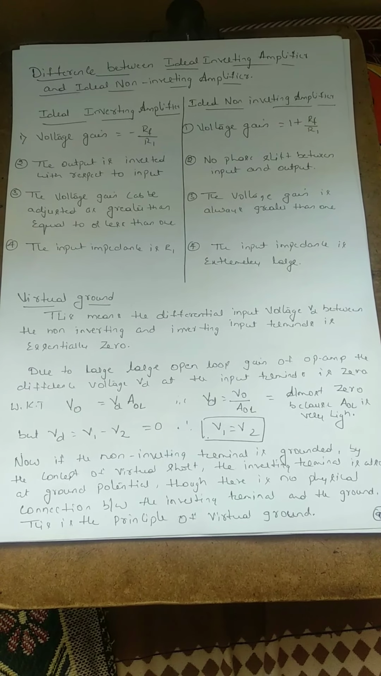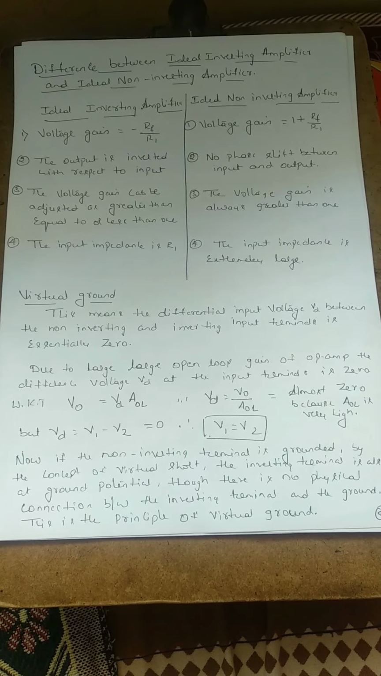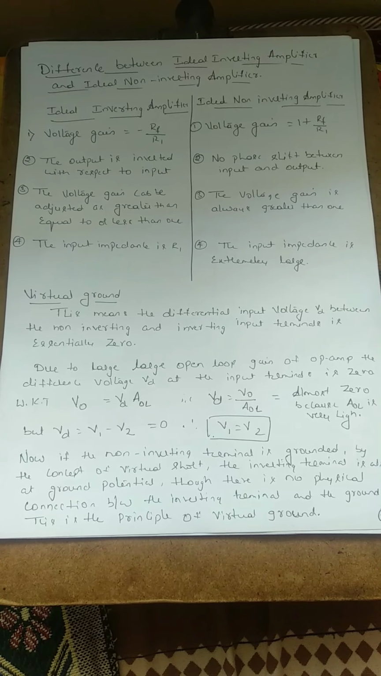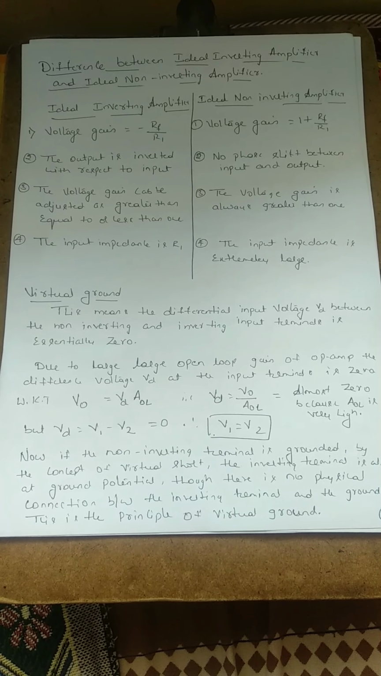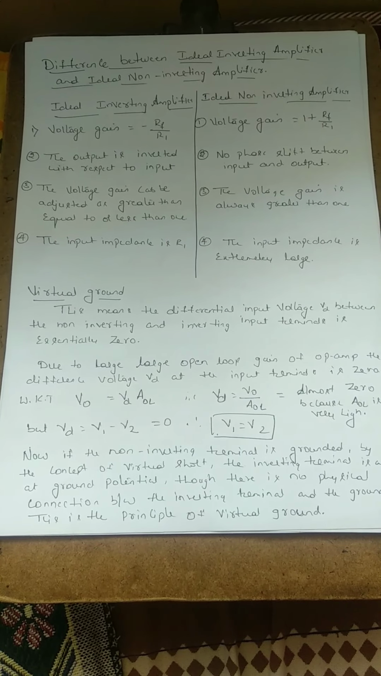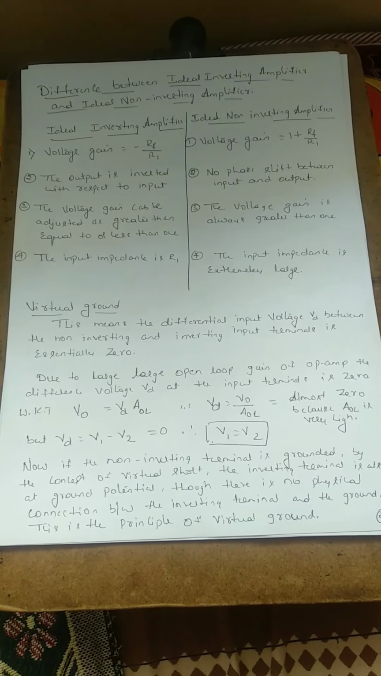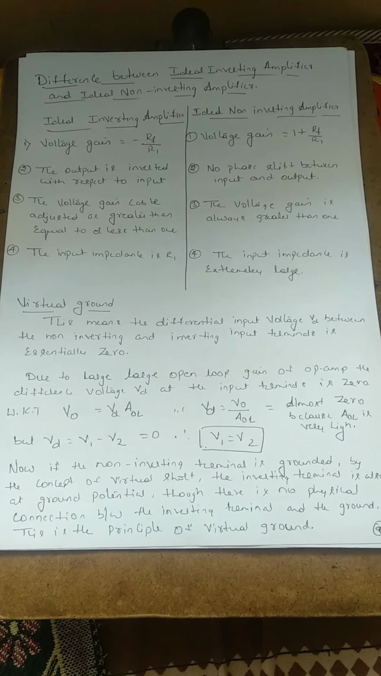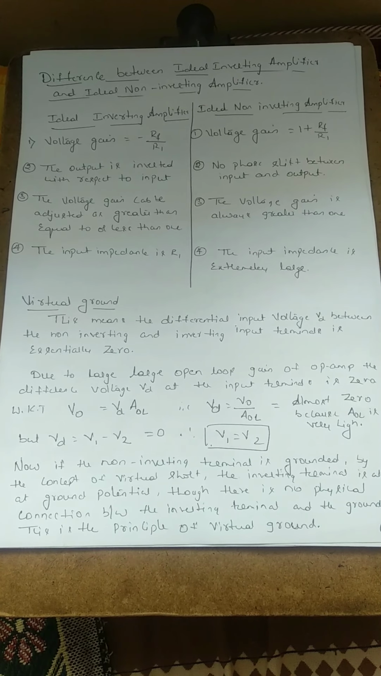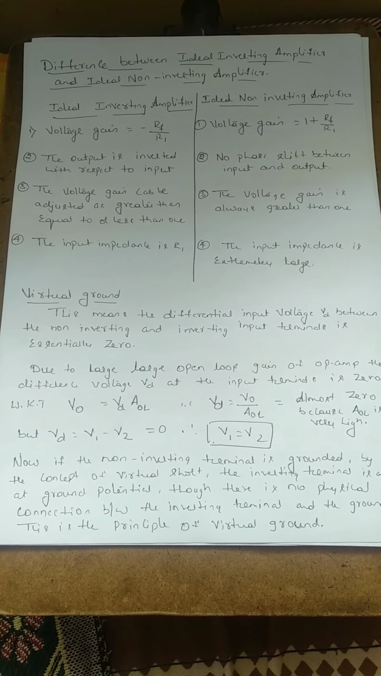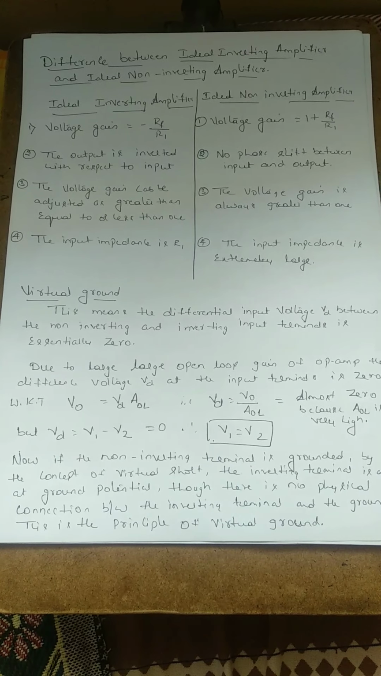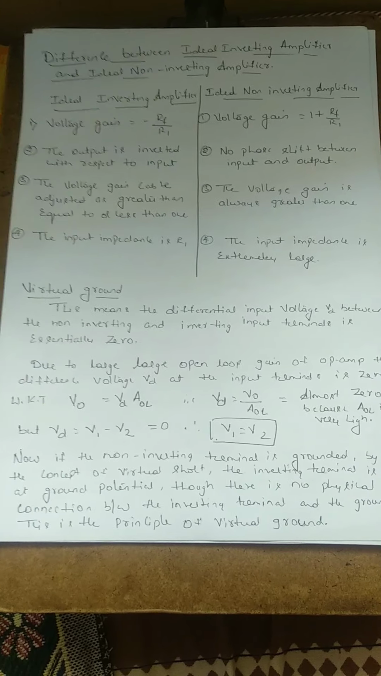And also we have already derived that the gain of an inverting amplifier is minus RF divided by R1, and the gain of the non-inverting amplifier is 1 plus RF divided by R1. So in an inverting amplifier, the voltage gain can be adjusted to greater than 1 or less than 1, whereas in a non-inverting amplifier, the voltage gain is always greater than 1. Here in the inverting amplifier, the input impedance is R1, and in the non-inverting amplifier, the input impedance is extremely large.